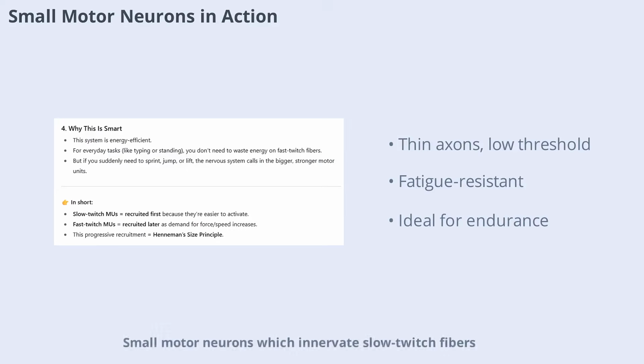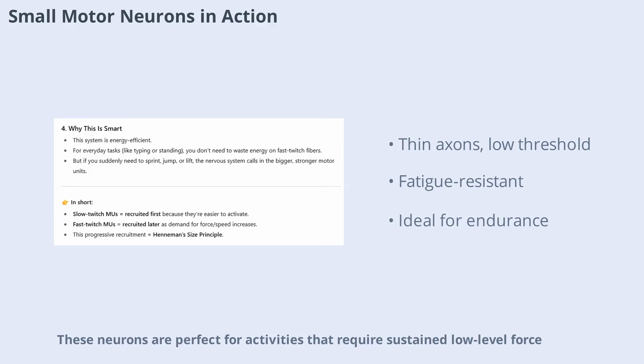Small motor neurons, which innervate slow-twitch fibers, are designed for endurance. They have thin axons and fewer branches, making them easy to activate and energy efficient. These neurons are perfect for activities that require sustained low-level force, such as maintaining posture or walking for long periods. Their resistance to fatigue means they can keep working without tiring quickly, supporting our daily movements seamlessly.